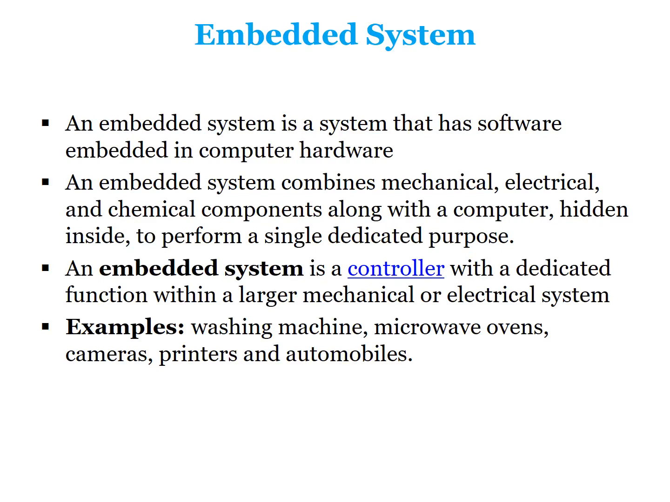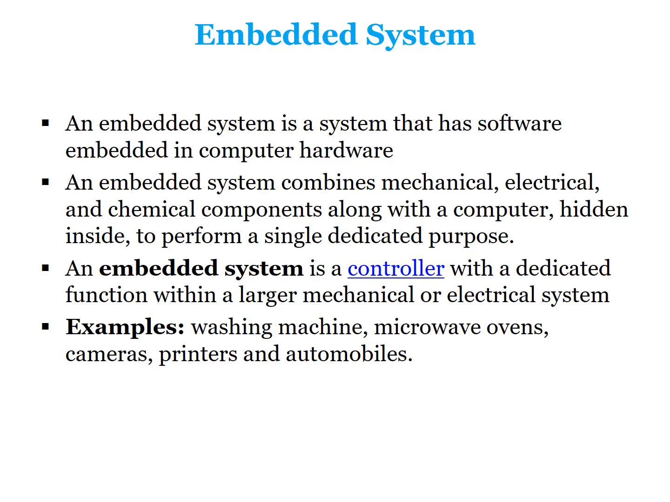In simple terms, we can say that an embedded system is a controller with a dedicated function within a larger mechanical or electrical system. For example, washing machines, microwave ovens, cameras, printers, and automobiles. These are the best examples of embedded systems. So these are a few definitions of embedded system.